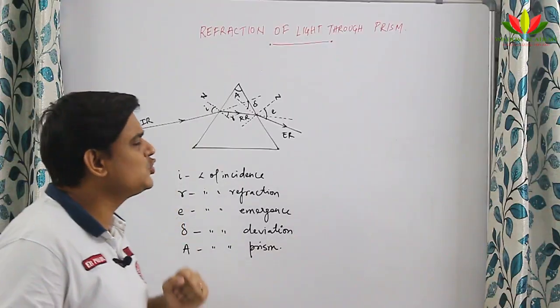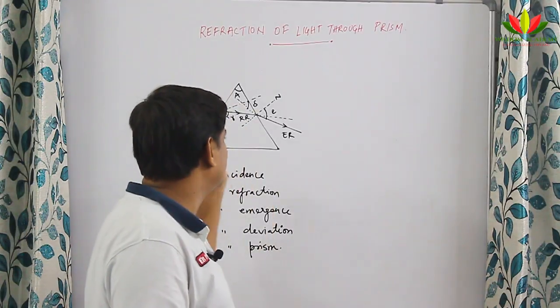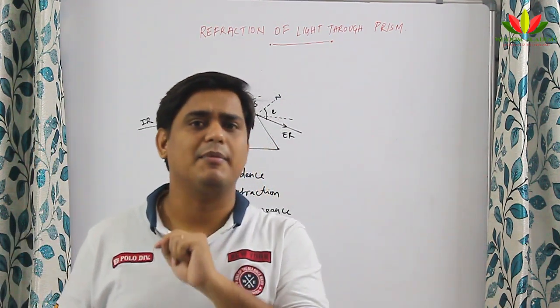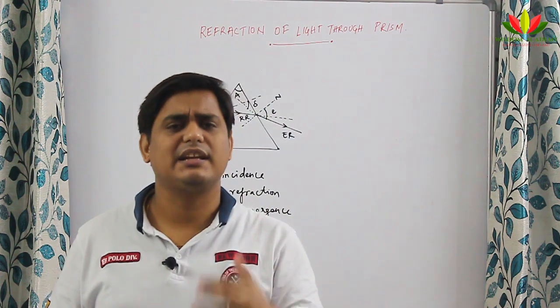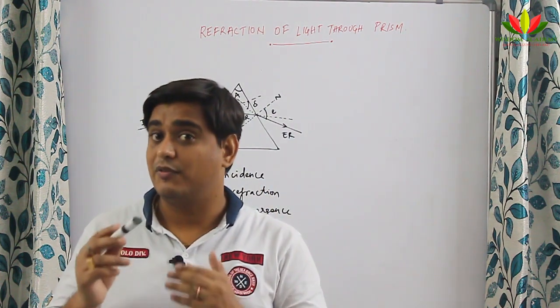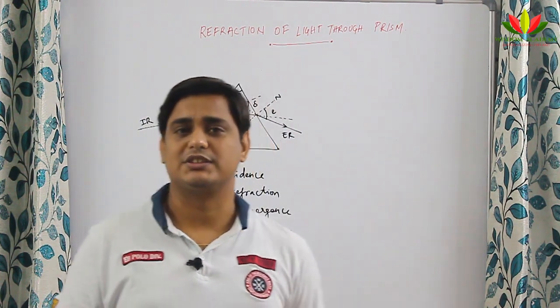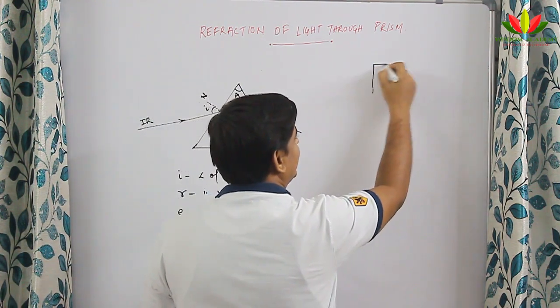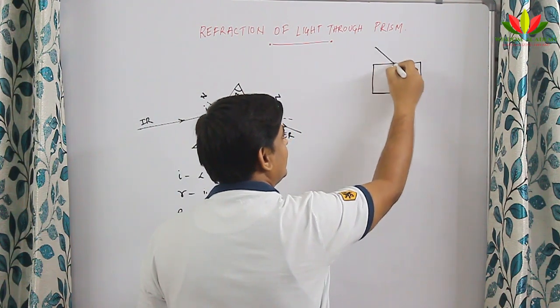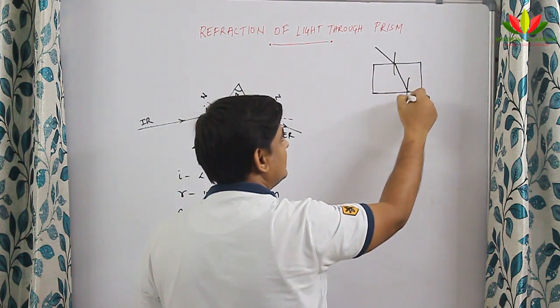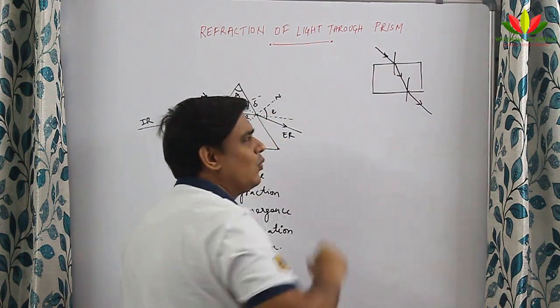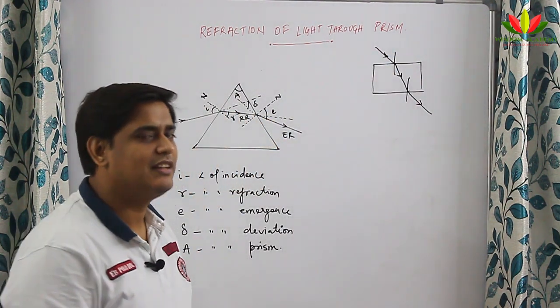So, what difference do you notice between the refraction through this prism and the refraction through a rectangular glass slab we studied? That is also a prism. I will say it is a rectangular based prism. What is the difference you can feel between these two refractions? If you remember, in the case of a glass slab, when the refraction happened, let me draw it again here fast. Was there any deviation? Please try to recall. Let us check that.